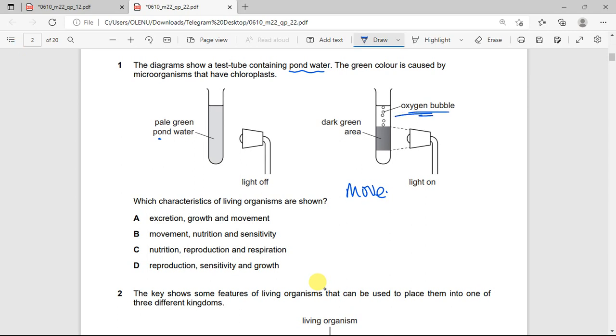Now an oxygen bubble is produced, and for oxygen bubble to be produced, that means they are photosynthesizing, and that's an example of nutrition, because you're looking at characteristics of living things. Then another thing is, since they move and concentrate in the area where there is light, that means they are also sensitive. So the three things we've looked at: movement, nutrition, and sensitivity. Your answer is a B.